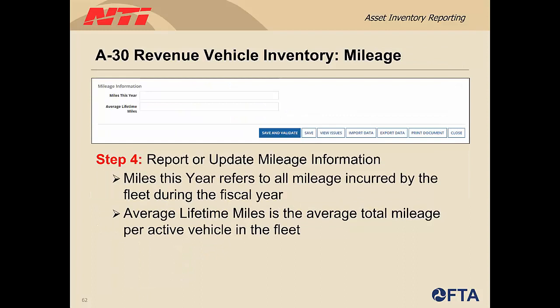Urban reporters are required to report mileage information for each vehicle fleet. This includes the miles this year, which is the sum of all miles put on the vehicles in the fleet during the fiscal year time period, and then the average lifetime miles, which represents the average total miles per active vehicle in the fleet.